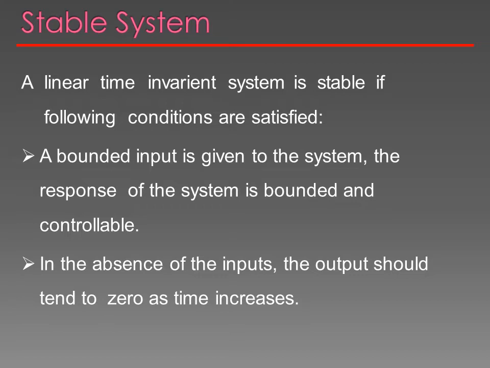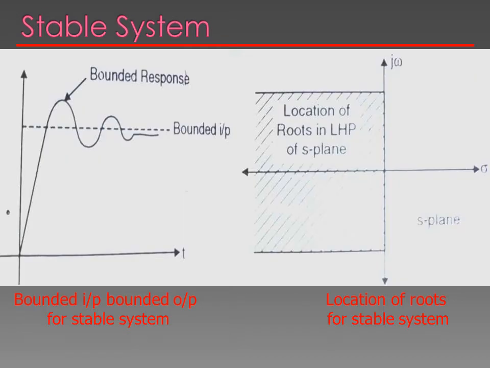Also, in the absence of inputs, the output should tend to 0 as the time increases. See, in this diagram, for a stable system, input is bounded, output is also bounded, and also the output tends towards 0. And as you can see, the location of roots for this stable system are in the left half of the S-plane. So the left half of the S-plane is shown here by the shaded area.